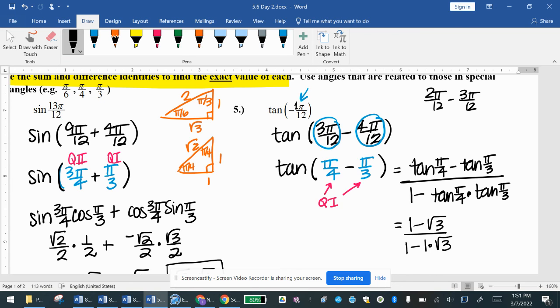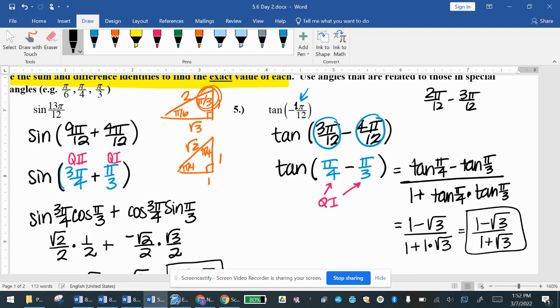Okay. So you've got tangent of pi over 4 is 1. Tangent of pi over 3, let's see, opposite over adjacent, that's root 3. And I just realized I have the pattern wrong. It should be a plus right here. Okay. And then 1 plus tangent of pi over 4 times tangent of pi over 3. So your final answer is going to be 1 minus root 3 over 1 plus root 3.